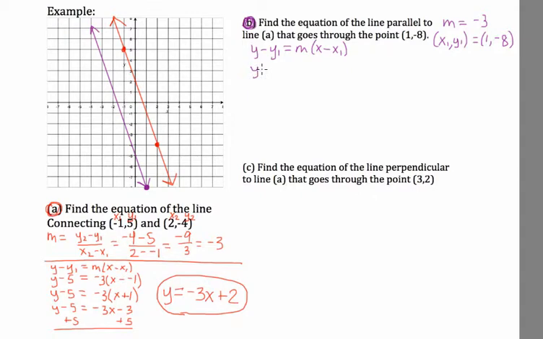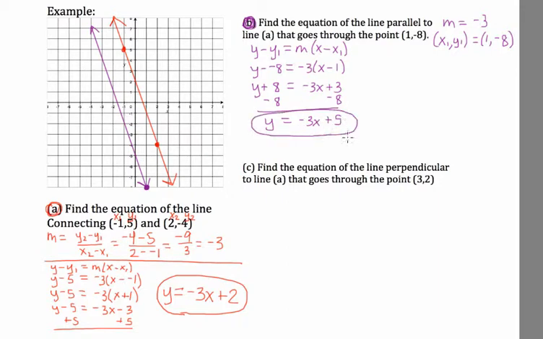Okay. So y minus y1 is -8 equals -3 times x minus x1 is 1. So this is y plus 8. And then I'll distribute over here, and then move the 8 to the other side. So the equation of that parallel line is y equals -3x plus 5.